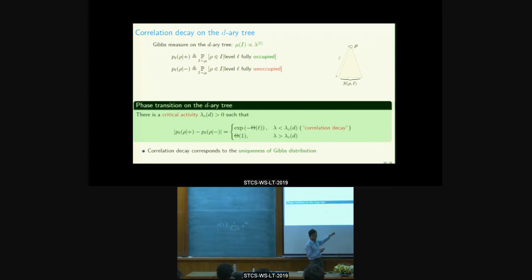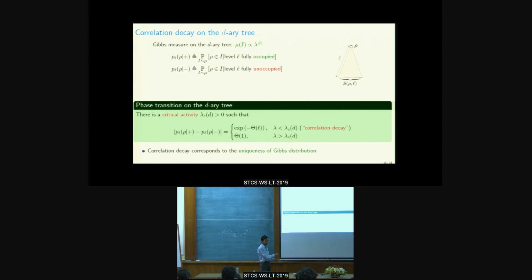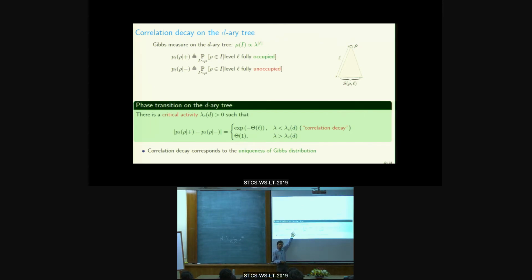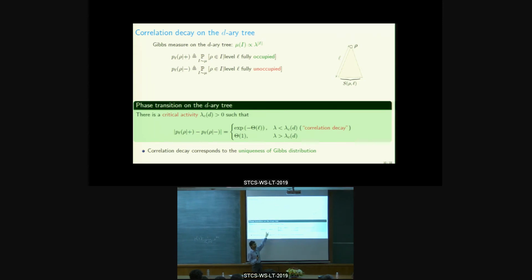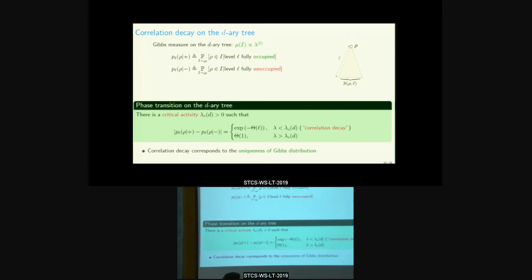And then what one can show is that in the independent set case, when lambda is less than that critical activity, the same critical activity that appeared in White's result, then the difference between these two different conditional distributions becomes exponentially close. So it's exponentially in L. So L is the distance.